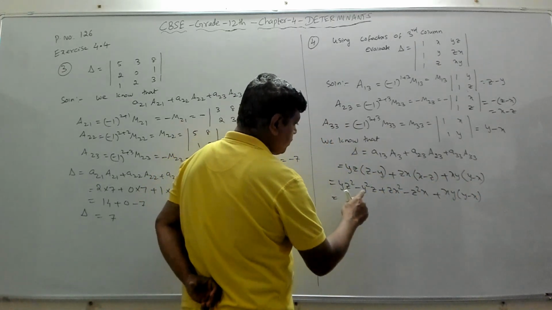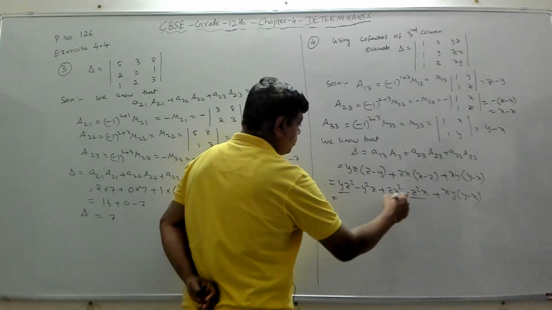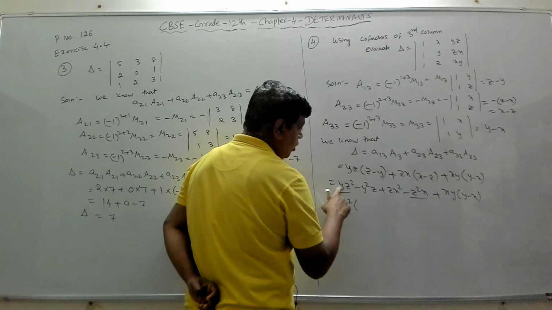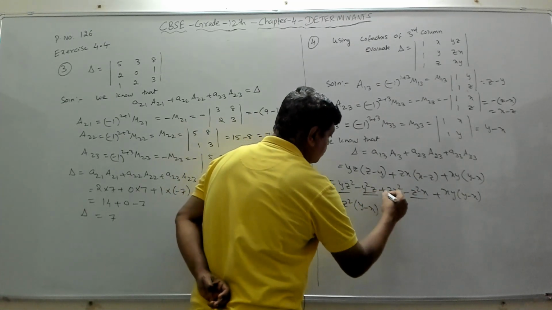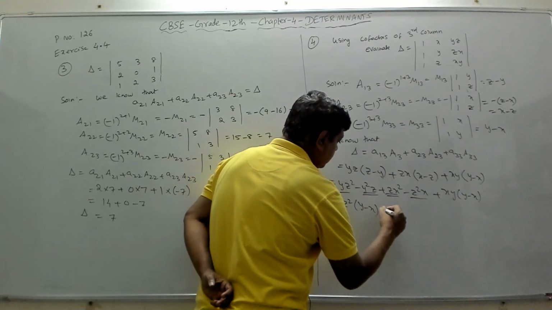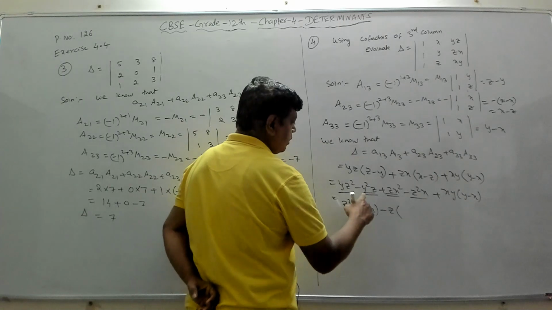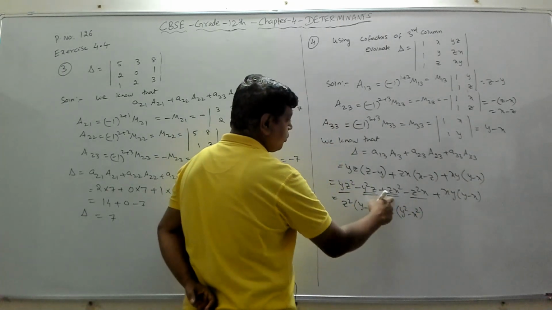So here, if you observe, take this and this. In these two, z square is common. If you take z square common, I will get y minus x. And from these two, if I take minus z common, then here I will get y square minus x square. From these two terms, I will get this.